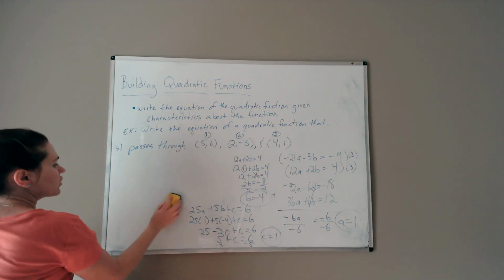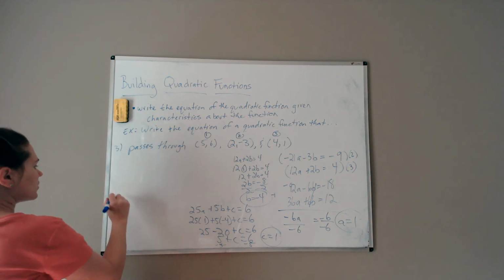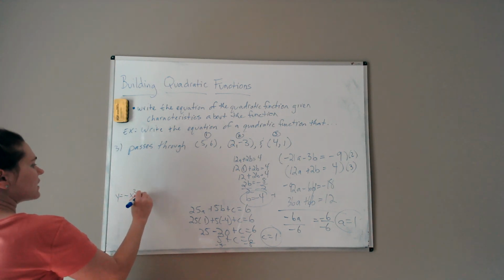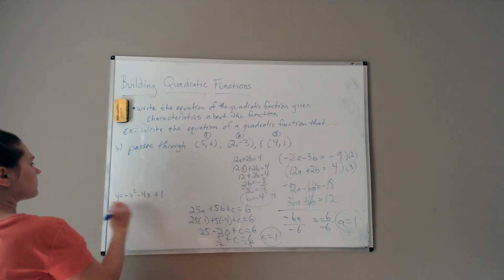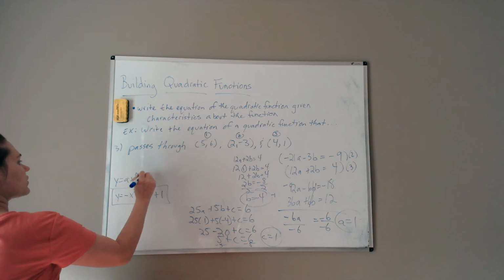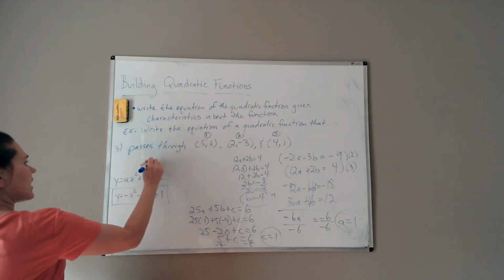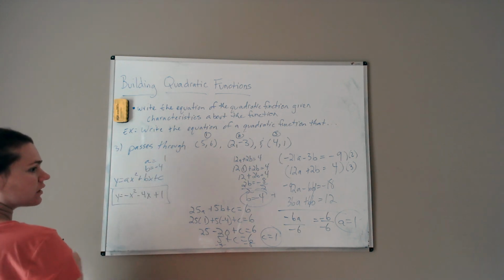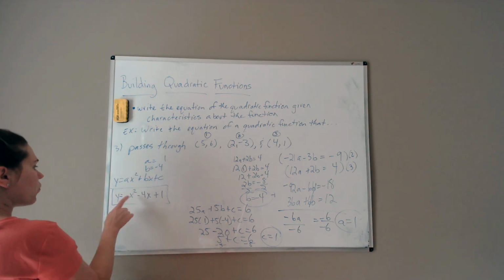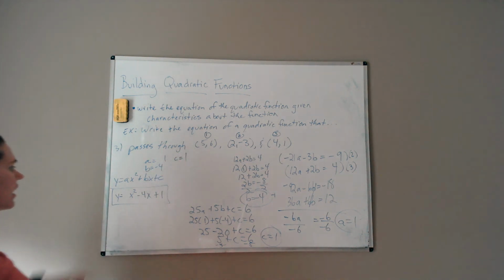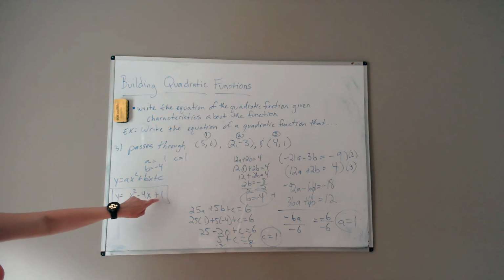So our quadratic function in standard form is y equals negative 1x squared minus 4x plus 1. That comes from y equals ax squared plus bx plus c, and we just said that a was negative 1, a was 1. I don't know why I keep saying that. A is 1, b is negative 4, and c is 1. x squared minus 4x plus 1.